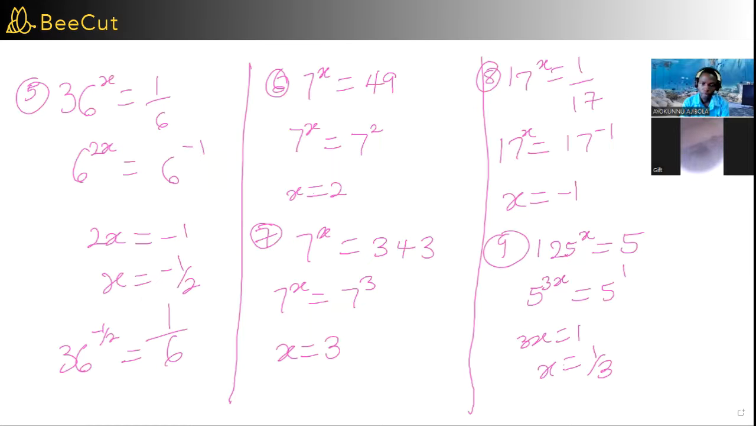So we have a few questions to solve. 1 over 2 equal to 2 raised to power something. So let's see that one as I clear the screen for number 10.